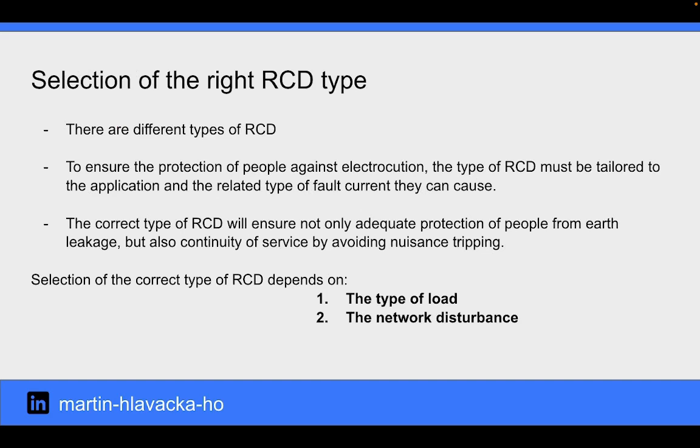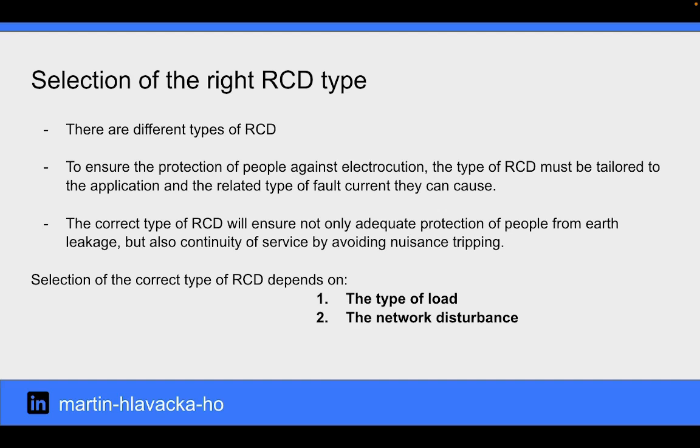Now, how to select the correct type of RCD? There are different types of RCD. To ensure the protection of people against electrocution, the type of RCD must be tailored to the application and the related type of fault current they can cause. The correct type of RCD will ensure not only adequate protection of people from earth leakage, but also continuity of service by avoiding nuisance tripping.